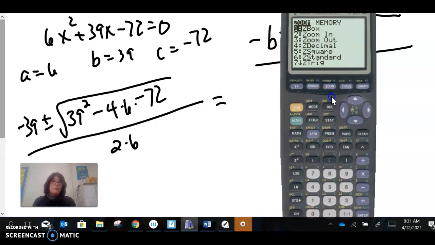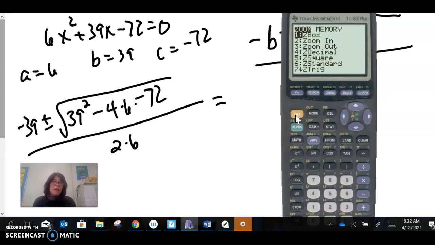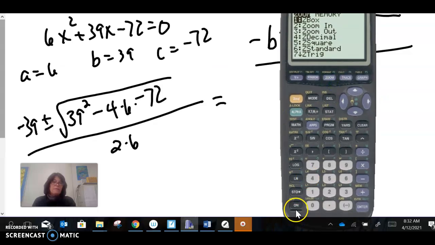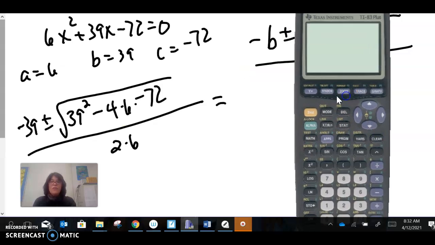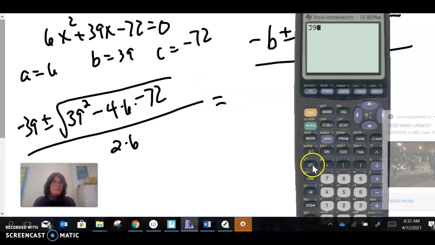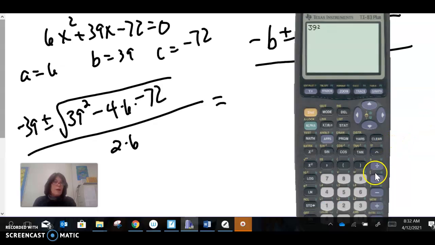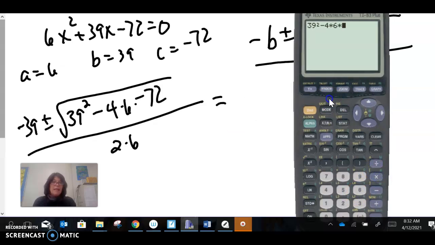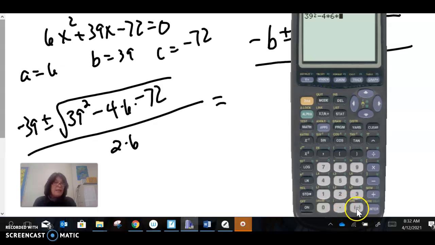And I'm telling you guys, this is where everybody messes up. Please be careful on your calculator. Clear. Okay, clear. I do what's under the square root first. I go 39 squared minus 4 times 6 times, what is it, -72? Grab that negative down here. Let's get the discriminant. What's under the square root? We get that. Okay, 3249.